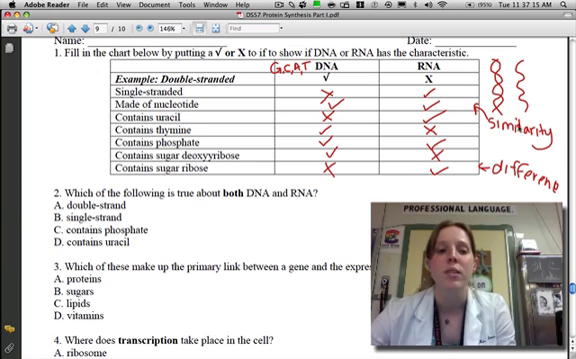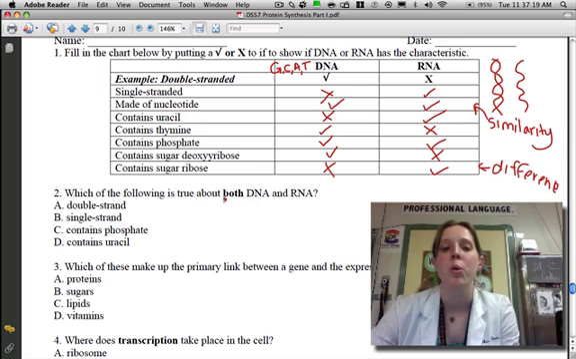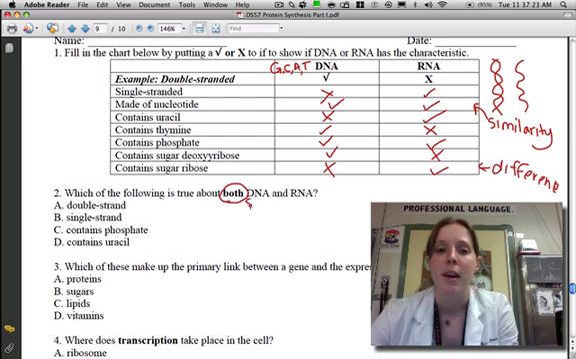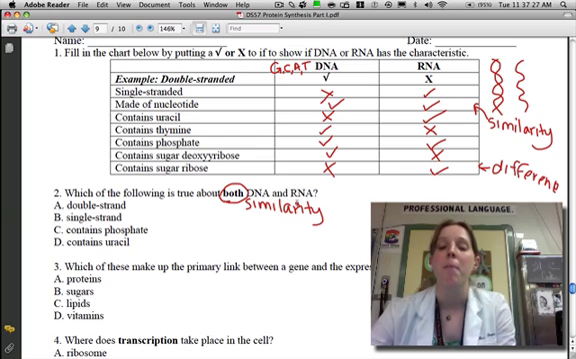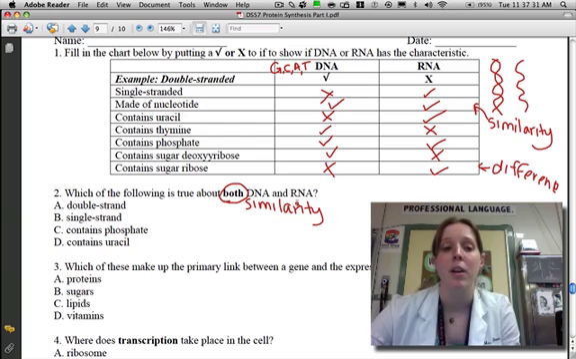So I can now use this chart to answer question number 2. Which of the following is true about both DNA and RNA? That word both clues me in that I'm looking for a similarity between the two. So I'm going to look up at my chart and find one of those similarities. While you're doing that, I'm going to go ahead and scroll down to the next question.